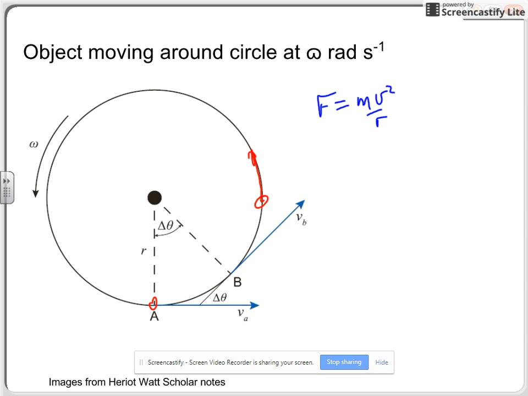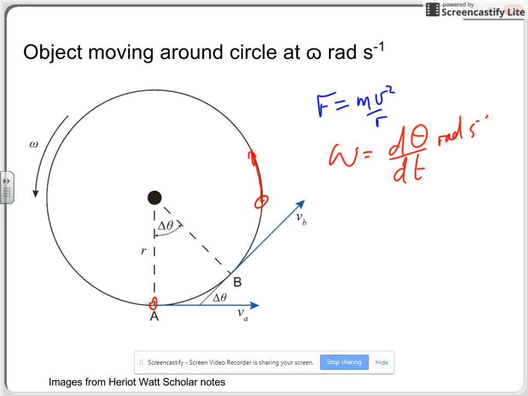And so the rate at which it's rotating is omega radians per second. And if you remember, omega is the rate at which the angle changes. d theta by dt is the rate of change of angle, and it's in radians per second because you're taking radians divided by time.